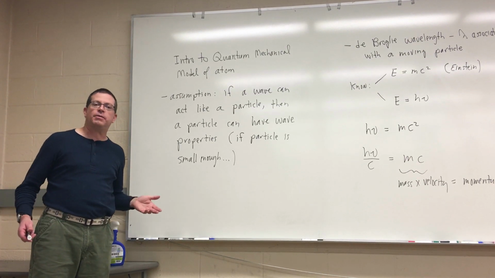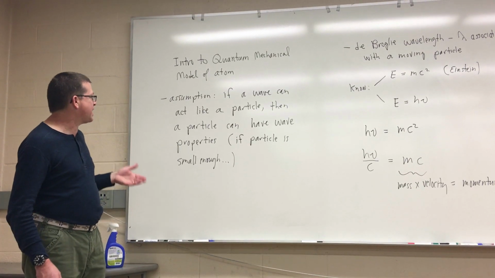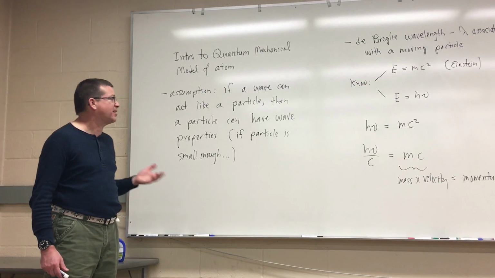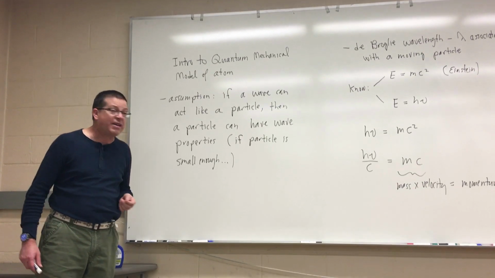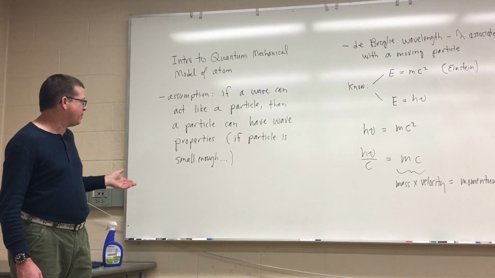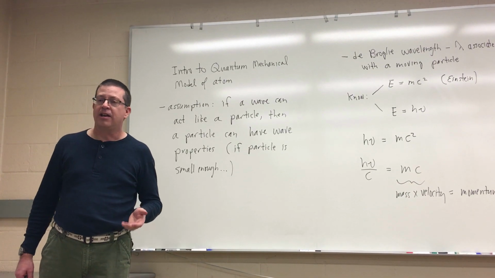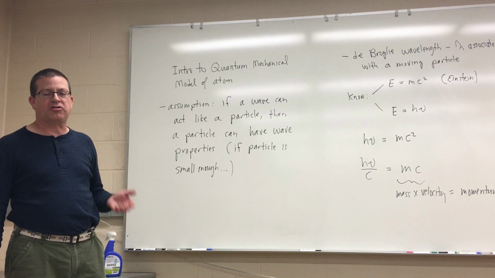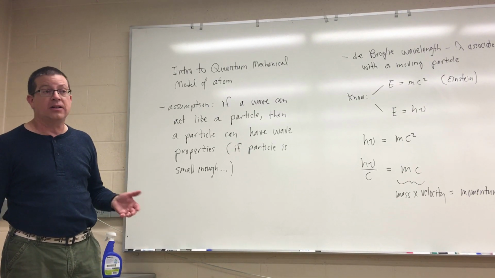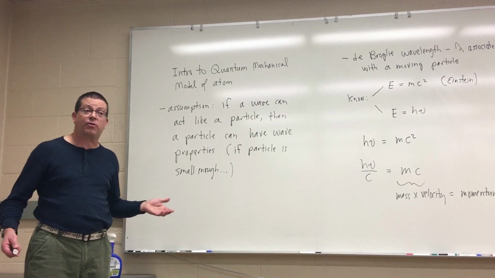So if we assume that to be true, there's no reason why we can't say that a tiny particle, like an electron, ought to be able to have wave-like properties. As long as the particle is a really, really tiny thing like an electron, we can say that that particle is actually going to act like a wave. So it's sort of our photon model in reverse.